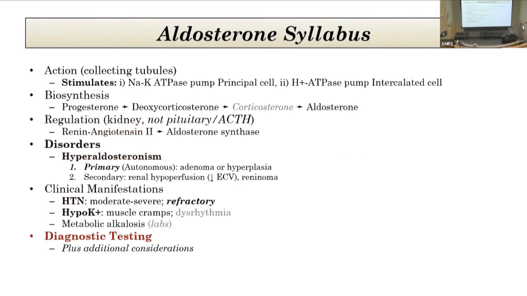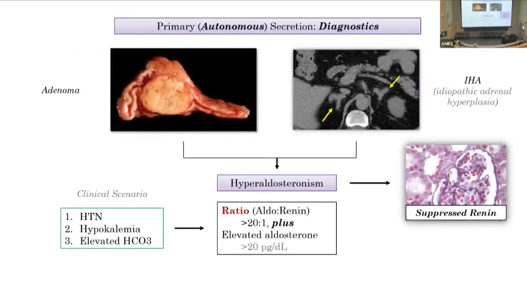All right, so how do we get there? How do we make the diagnosis of hyperaldo? So here's the scenario. We have a difficult to control hypertensive. For the boards, they'll give you hypokalemia and metabolic alkalosis. What do you do? You get an aldosterone level specifically. So you have to have an elevated aldosterone level. But the diagnosis is really this aldo to renin ratio. That's the one that matters.